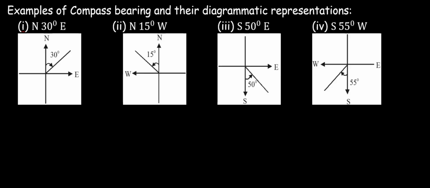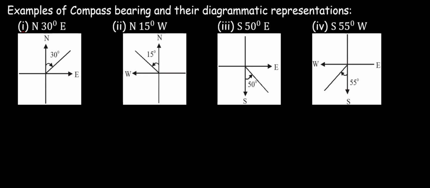If you look at I, the first example, is 30 degrees northeast. So the arrow starts from north, pointing to east. 2 is 15 degrees northwest. The arrow starts from north, pointing towards west. 3 is 50 degrees southeast. So the arrow starts from south, pointing towards east. 4 is 55 degrees southwest. The arrow starts from south, pointing towards west.